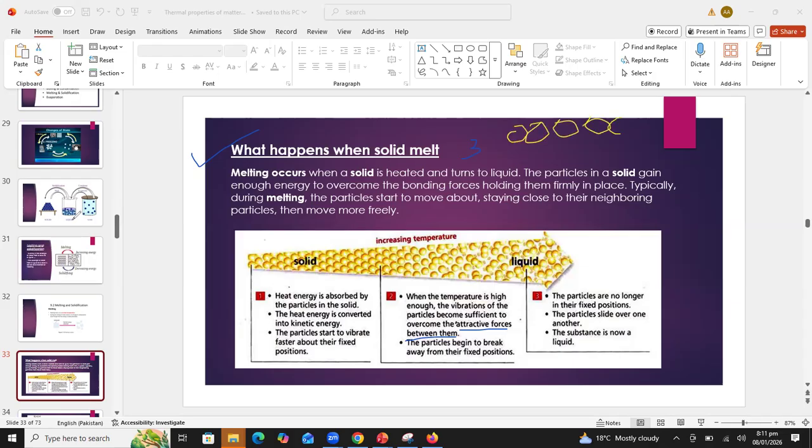They are tightly packed to each other, and we are supplying heat energy to the solid molecules. So still they are vibrating, but they are not converted into the liquid.